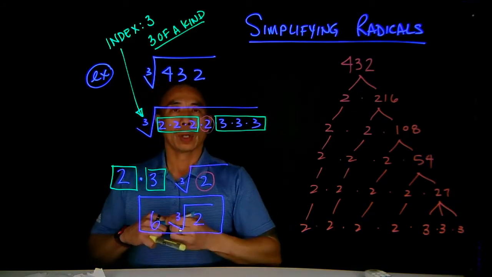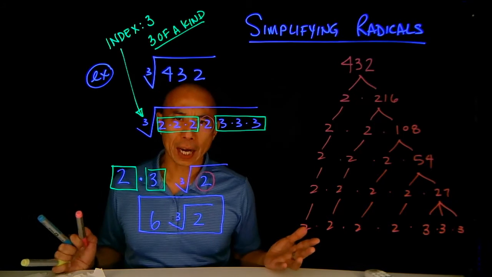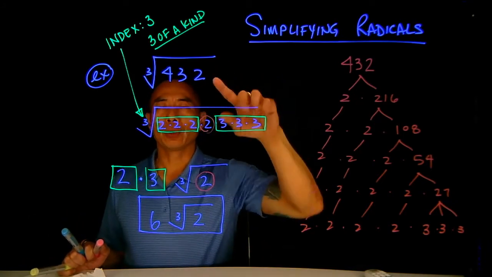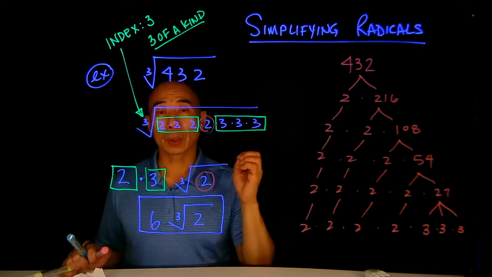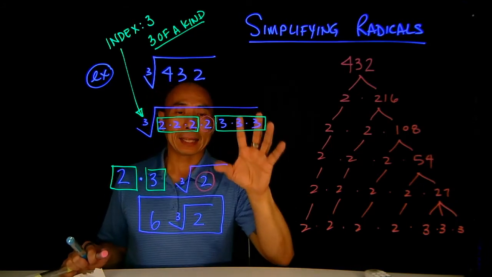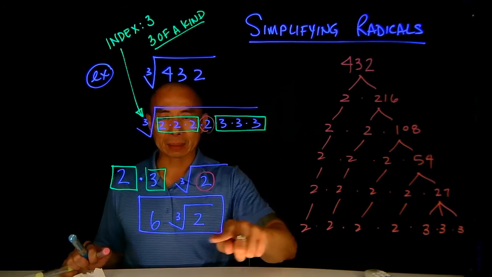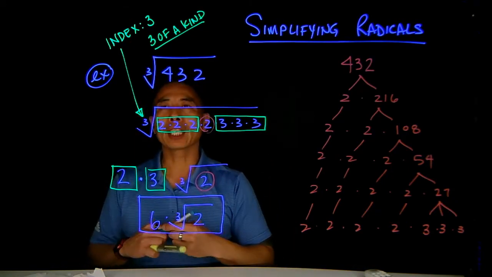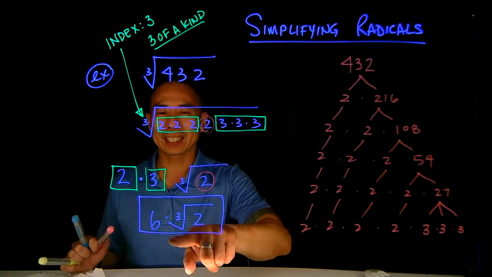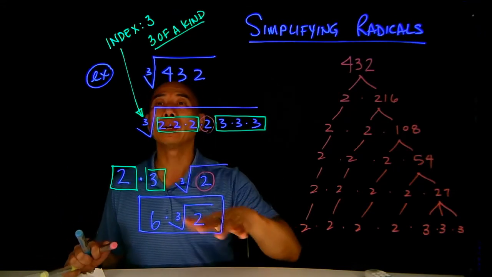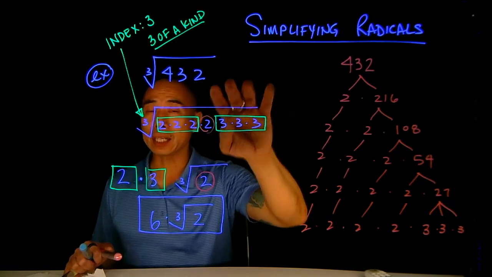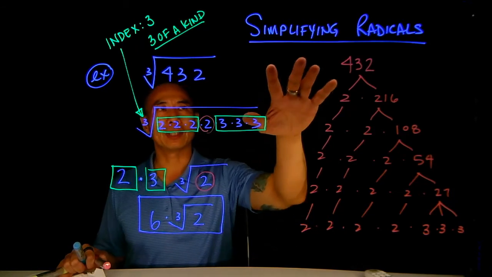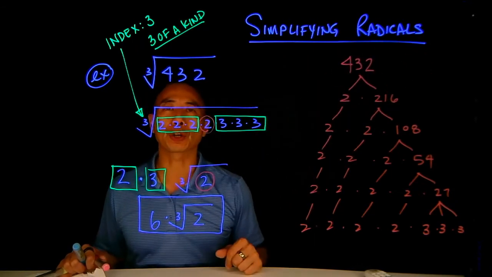Now, the question is, is there a way to check this? Absolutely. If you put the cube root of 432 into the calculator, you'll get a decimal. Keep your eye on that decimal, and then plug in 6 times the cube root of 2, and see if you get the exact same decimal. If you do, guess what? You have the correct answer, and you definitely simplified the radicals correctly.